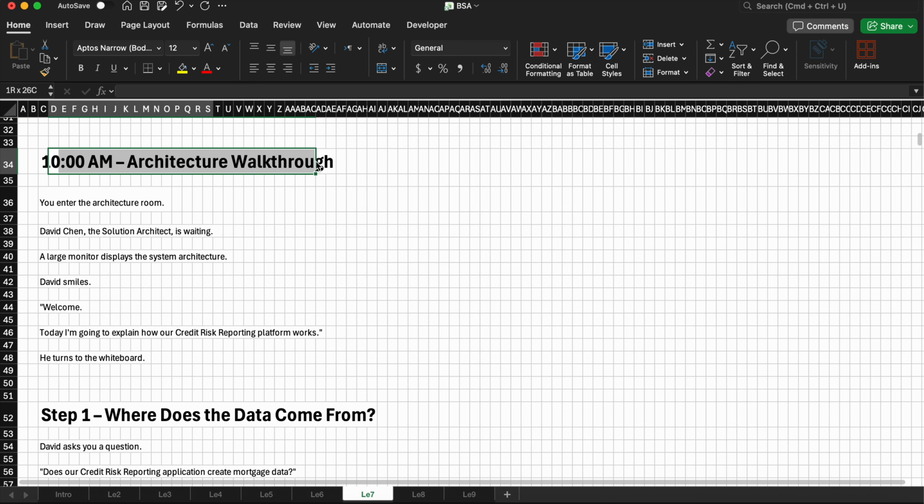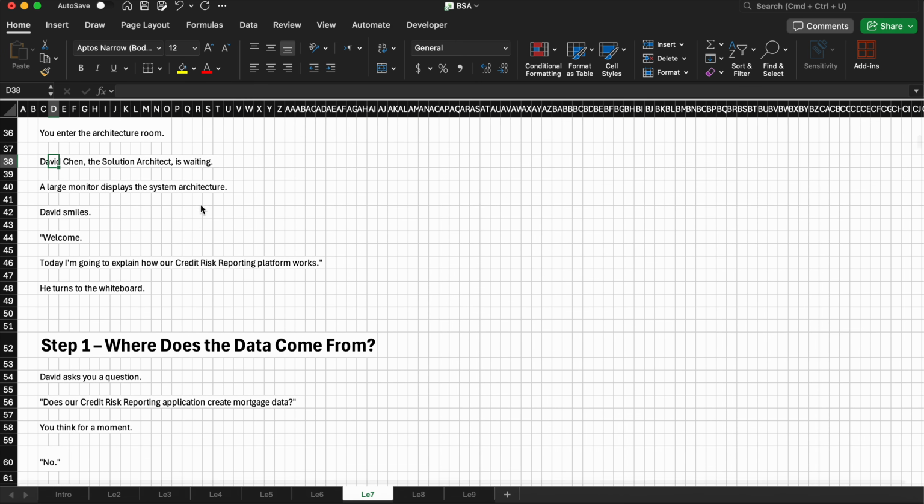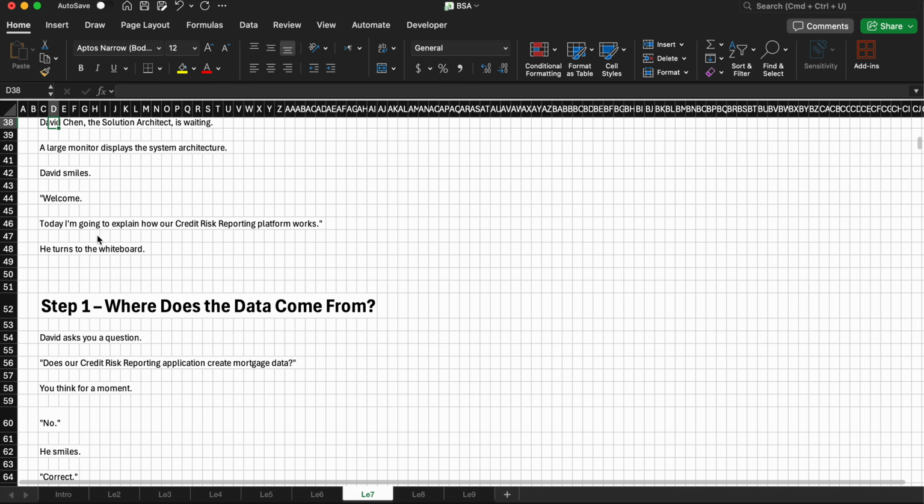So, 10 a.m., architecture walkthrough. You enter the architecture room. This meeting is led by a solution architect, or a staff engineer, or a senior developer, but just put it this way, some technical folks. You are also invited. David Chen, the solution architect, is waiting. A large monitor displays the system architecture. He says, welcome. Today I'm going to explain how our credit report platform works.